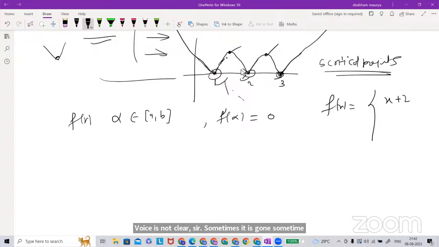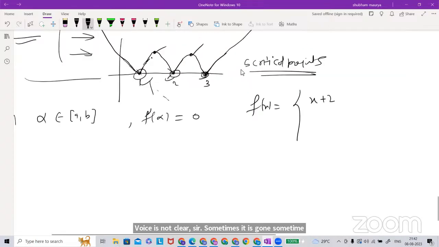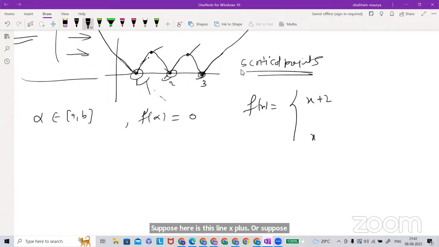Suppose here is this line x plus 4. It is a combination of two lines. You try to graph this function. I still need to give some domain here. Here is the domain.